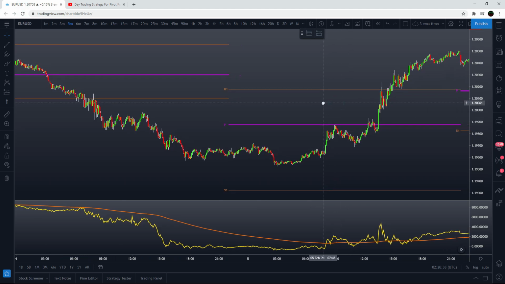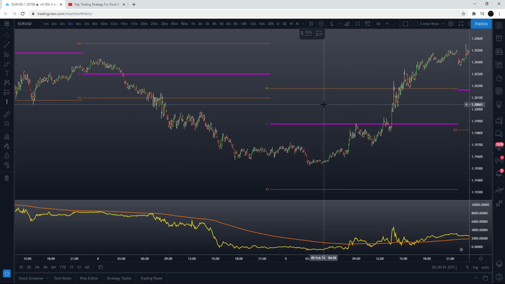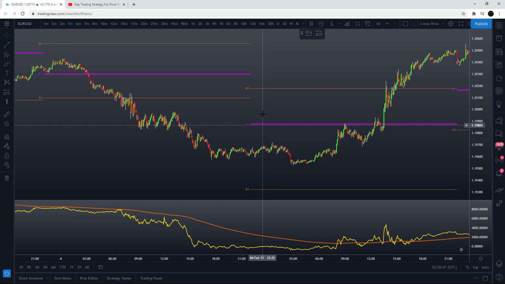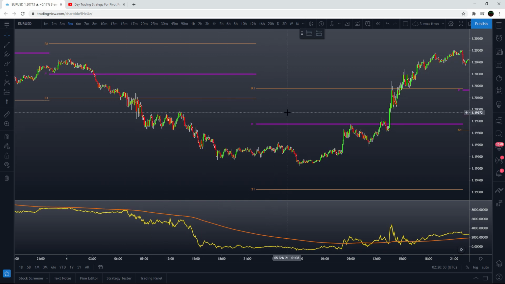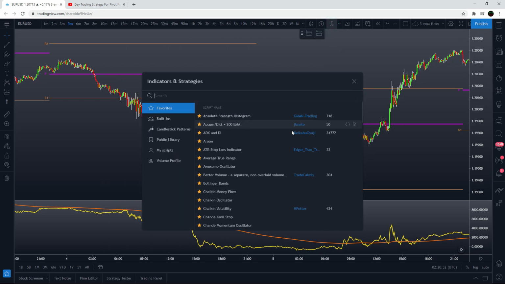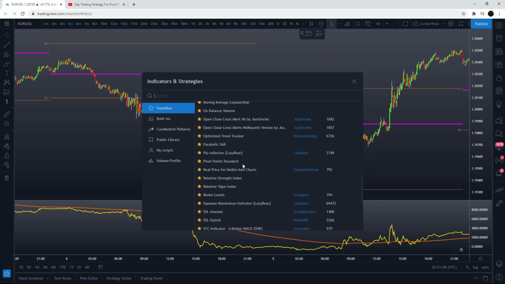This is how I'm going to be doing the strategy for this 100 test. So first, I'm just going to show the indicators that I have so you guys can find them if you want to. And then I'll quickly go over the strategy itself and how I'm going to be doing the test. So first indicator is the accumulation distribution plus a 200 period EMA on it. So here it is, accum/dist plus 200 EMA by JBNETO. And then for the pivot point indicator, here it is, pivot point standard.